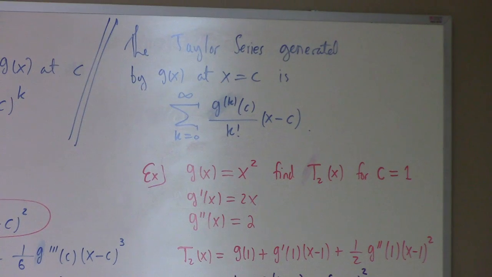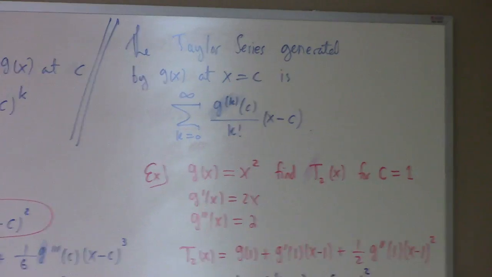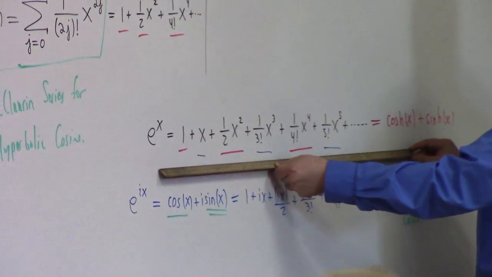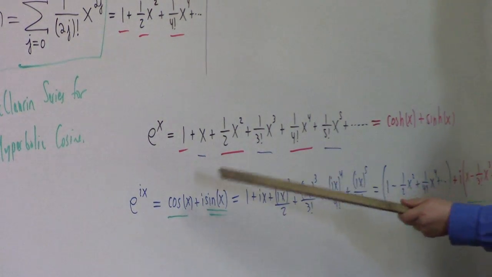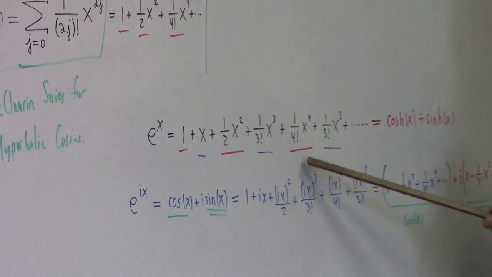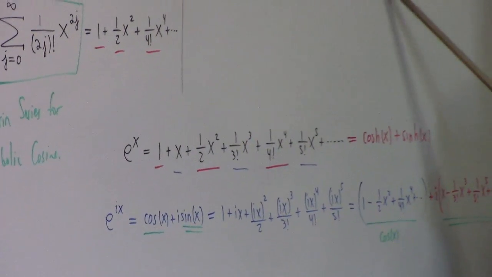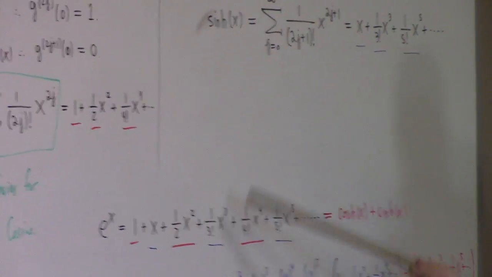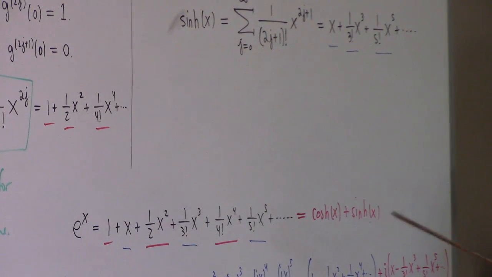This is an irrelevant comment. Let me get rid of that. All right. So focus above the ruler. See this? We have 1. We have 1/2. We have 1/4, right? The blue, x, 1 over 3 factorial x cubed, 1 over 5 factorial x to the 5th. In other words, this is exactly the cosh series plus the sinh series. Well, that's good because the exponential is cosh plus sinh, remember?